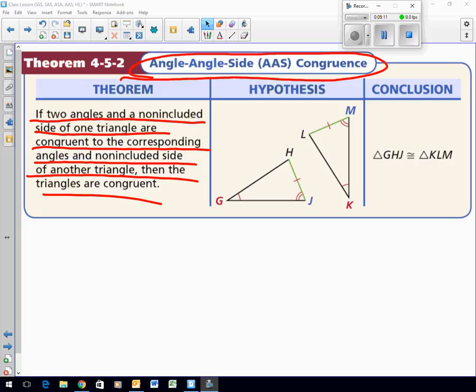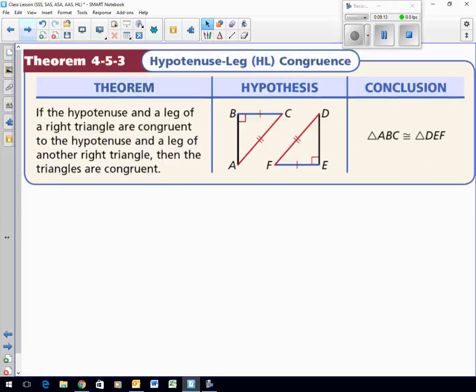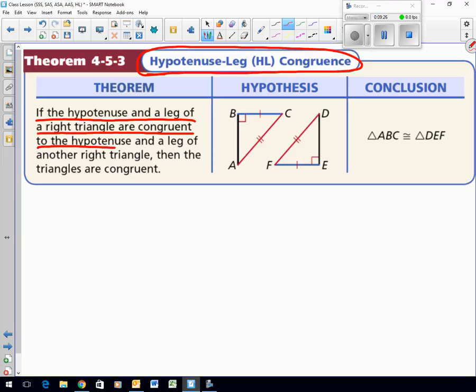Okay, good news is we only got one left. Okay, we call this last one hypotenuse leg. The hypotenuse leg congruence theorem states if the hypotenuse and a leg of a right triangle are congruent to the hypotenuse and the leg of another right triangle, then the triangles are congruent.